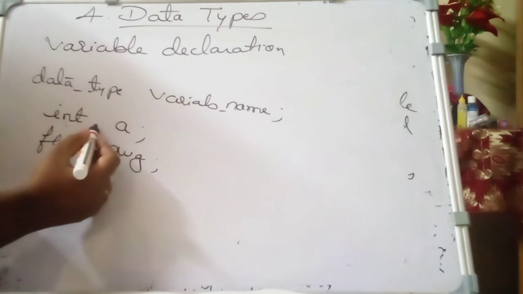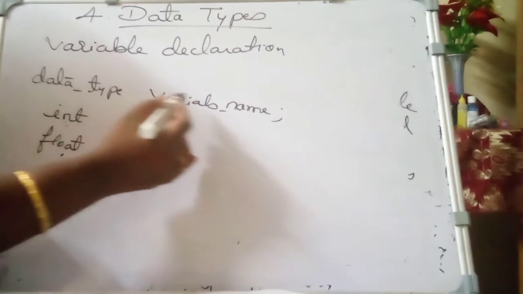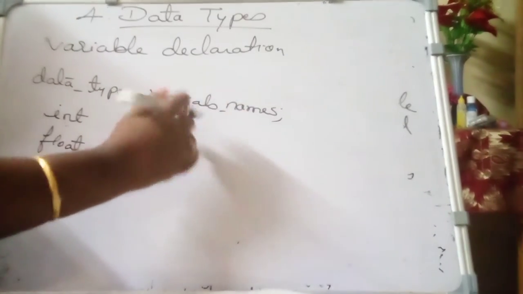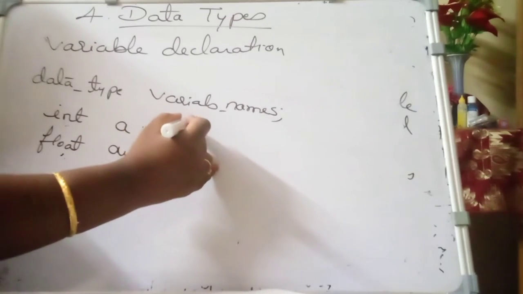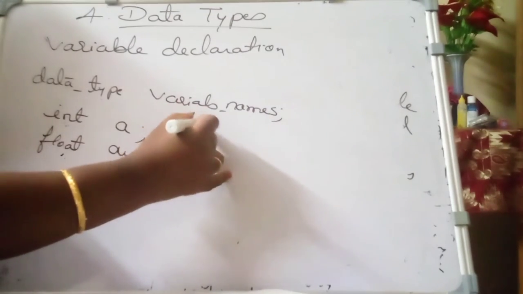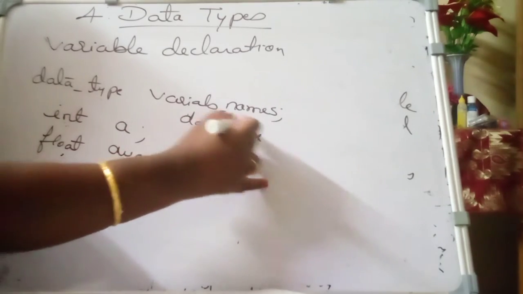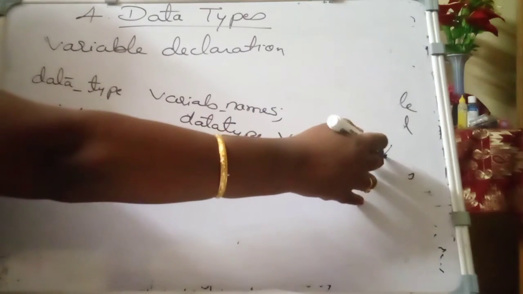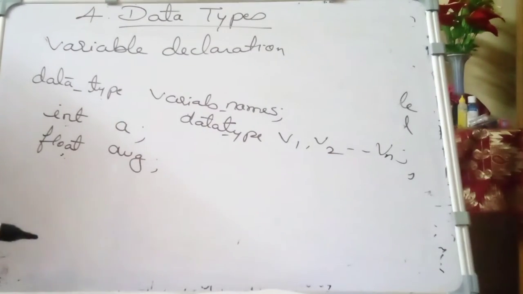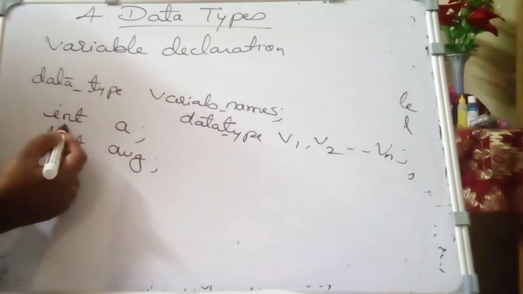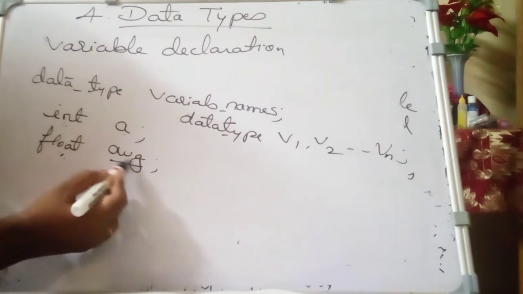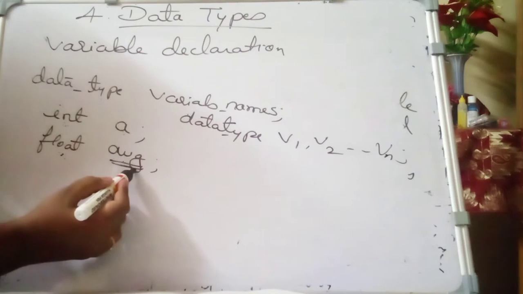We have given data type, space, variable name. The variable names can be any number of variables. If you have more than one variable, we can write it as data type followed by variable 1 comma variable 2 comma and so on up to variable n. However many variables you want, you can declare. This is the syntax to be followed: int a, float average.